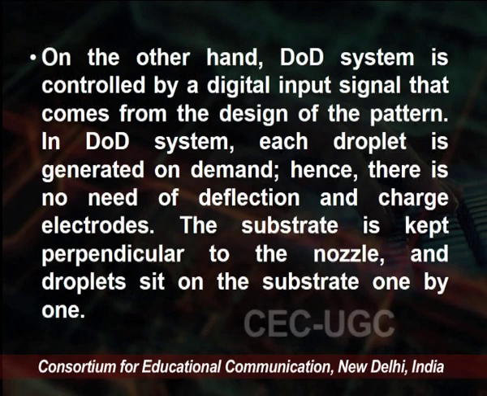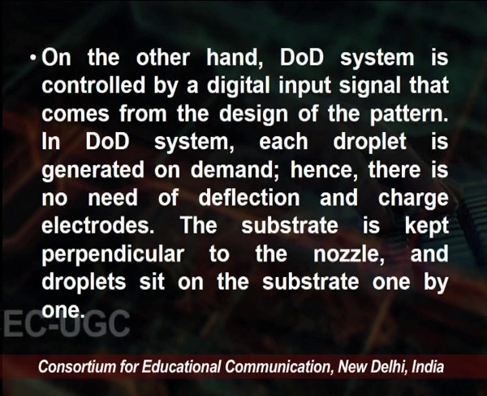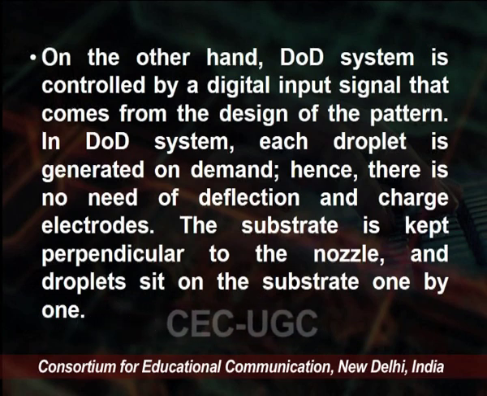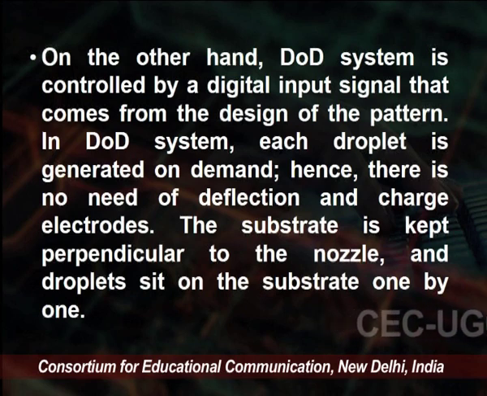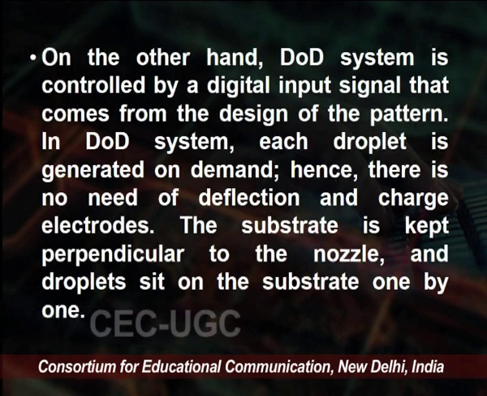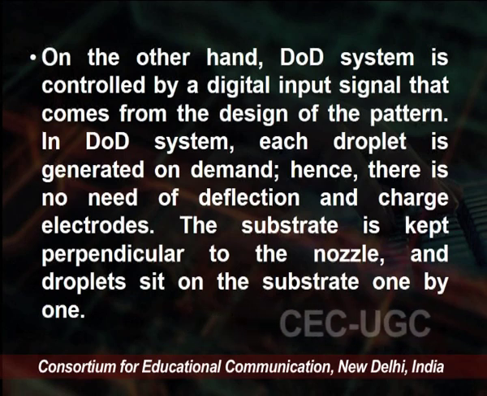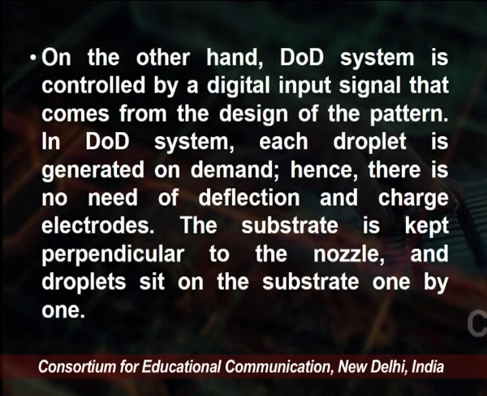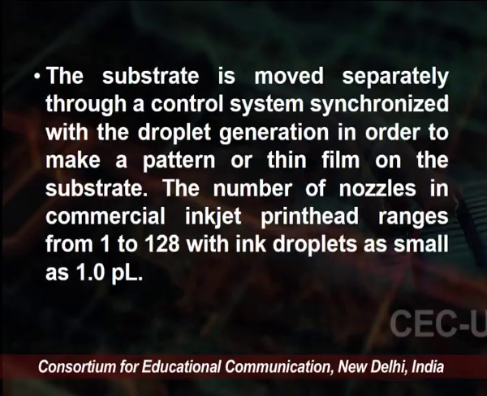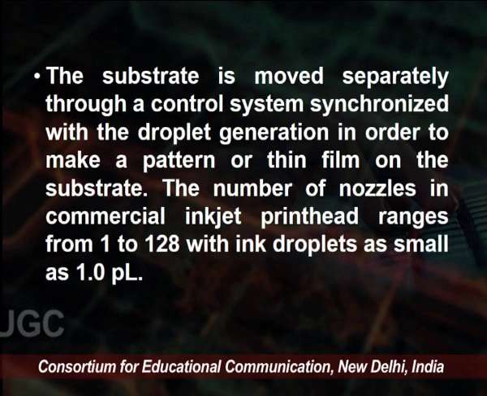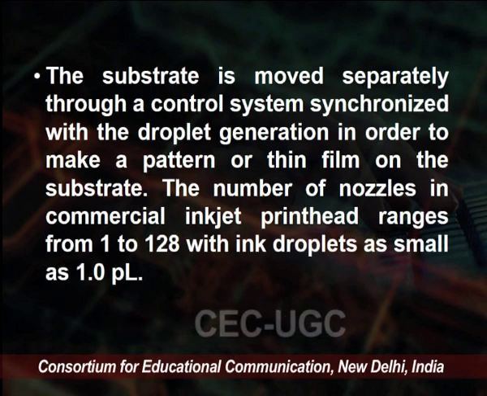On the other hand, if we talk about drop on demand, then the system is controlled by the digital input signal that comes from the design of the pattern. In the DOD system, each droplet is generated on demand. Hence, there is no need for deflection and charge electrodes. So, the substrate is kept perpendicular to the nozzle and droplets sit on the substrate one by one. And the substrate is moved separately through a control system synchronized with the droplet generation in order to make a pattern or thin film on the substrate.